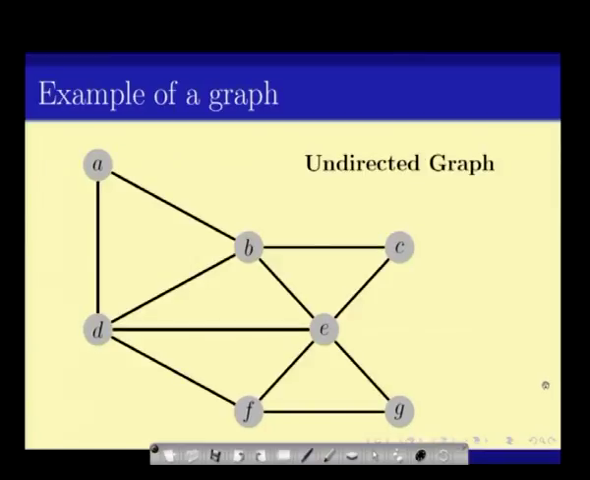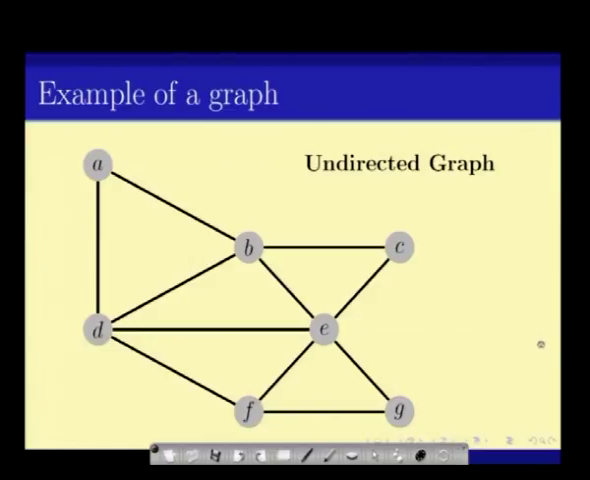So, for example, here there are edges between A and D, and between A and B, which means that edge AB is there and AD is there, but the edge AC is not there. B is called a neighbor of A, similarly D is a neighbor of A, and so on. The degree of A is the number of neighbors it has, which is 2. Similarly, the degree of D is 4, and so on.